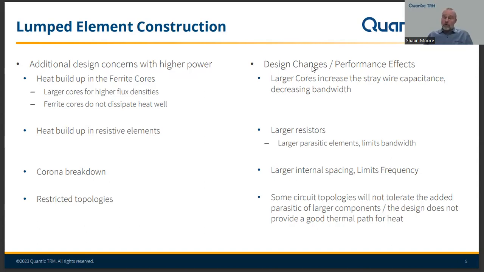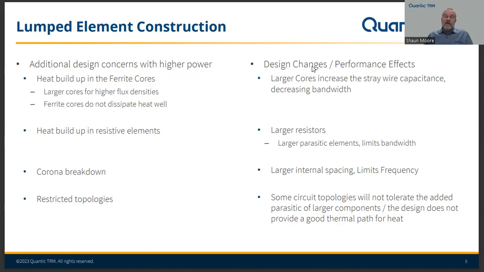The problem with going with larger cores is that the stray wire capacitance really starts to become significant. Magnetics and inductors really don't want to have any capacitance in them at all. And the longer the wire run is, the more interwire capacitance you get, and the more capacitance you get between the wire and the core, all of which create a tank circuit, which just narrow-bands the device. So that is a definite thing that needs to be considered when you go to higher powered devices that have heat buildup and resistive elements.